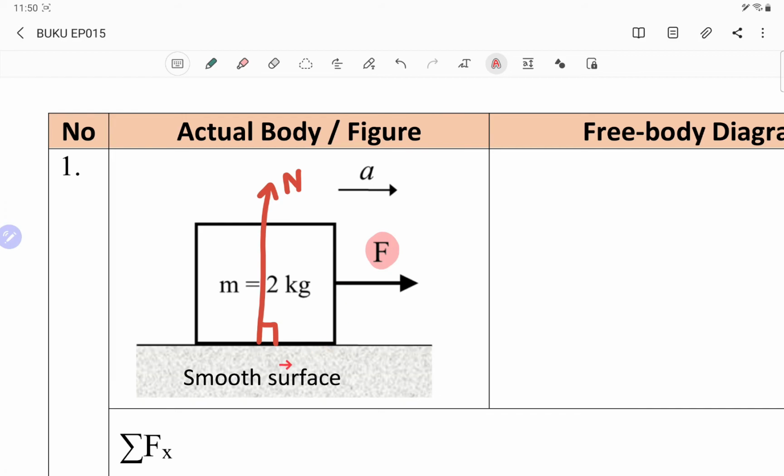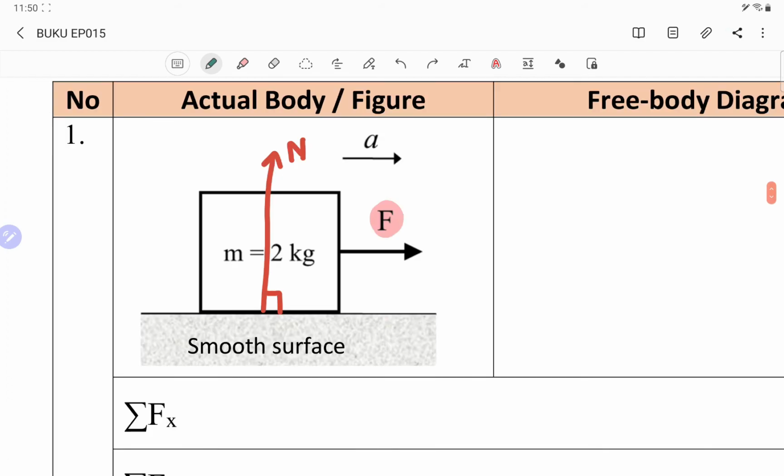Then we can see here, bila ada force, ada pergerakan. Which means kita sepatutnya ada friction force. But then, written here adalah smooth surface. So, bila dia tulis smooth surface, tak ada friction. So, jangan kita label sebagai kinetic friction di sini.